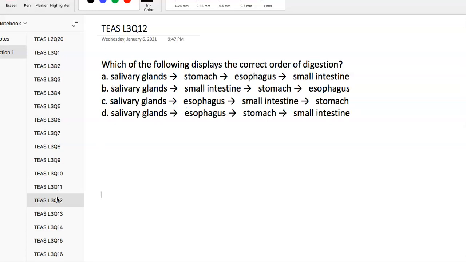Okay, so the correct order of digestion, we want answer choice D, which is salivary glands to esophagus to stomach to small intestine. Talk about that for a sec here. The salivary glands release digestive enzymes and begin the process of chemical digestion. Chewed food is called the bolus and passes through the esophagus and into the stomach. The contents of the stomach are called chyme, and chyme exits the stomach and enters the small intestine. Digestion is then completed in the small intestine.